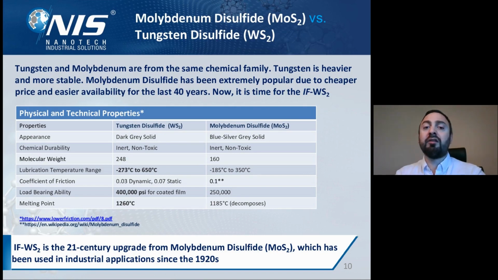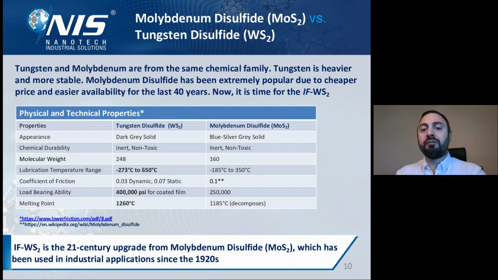Also, tungsten disulfide can operate under a broader temperature range. The coefficient of friction is significantly lower compared to molybdenum disulfide, and the load bearing capacity for tungsten disulfide is much higher than molybdenum disulfide, as well as the melting point for tungsten disulfide is higher.